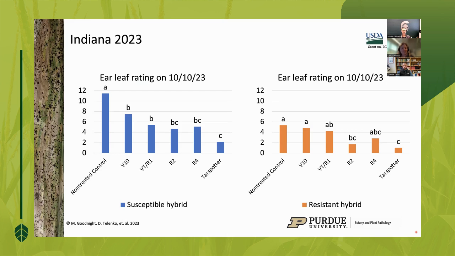And as you can see, our susceptible hybrid had significantly more disease than the resistant, and then we did see there was an interaction, so the timings weren't acting the same in each of the hybrids.